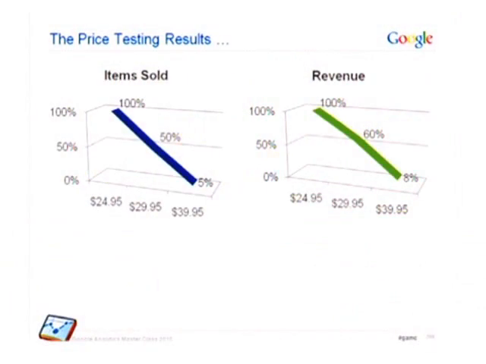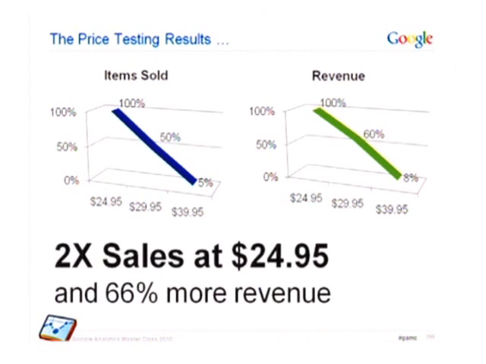And the impact on revenue was equally impressive. If you'd make $100 selling at $24.95, you'd only make $60 selling at $29.95, and just $8 selling at $39.95. So based on the data we got, we kind of figured out that we'd get twice as many item sales at $24.95 and 66% more revenue.